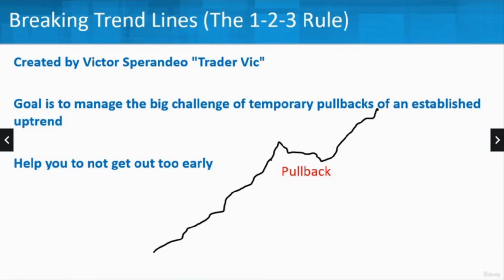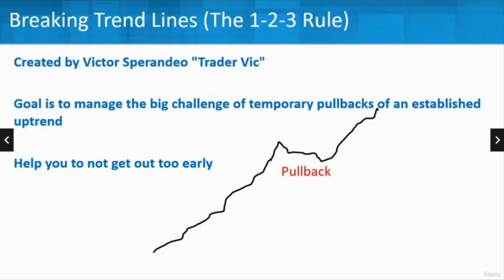In this case, of an established uptrend. So the 1-2-3 rule is related to definite established uptrends, and trying to sell out of a temporary pullback. You want to keep running with that trend. It helps you to not get out too early.